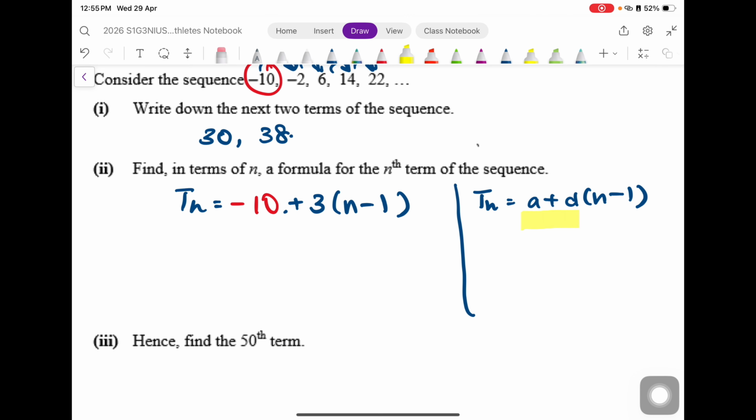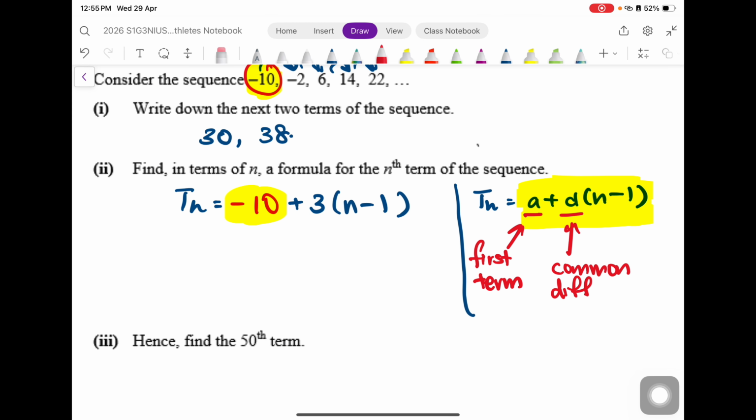Now, this formula here you need to memorize. Tn equals a plus d times n minus 1, where a represents your first term, from the very first letter of the alphabet, A. So A here represents your first term in the sequence. And in my sequence here, the first term just so happens to be negative 10. Now, what is then d? d is talking about the common difference.